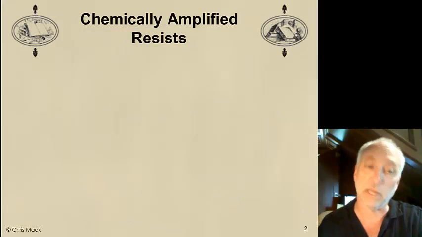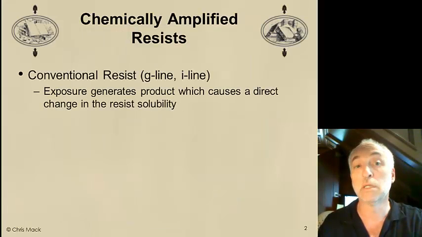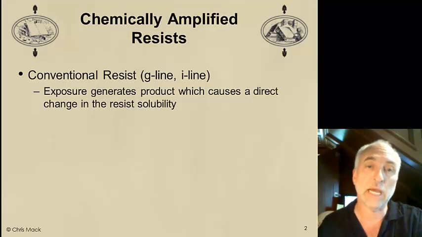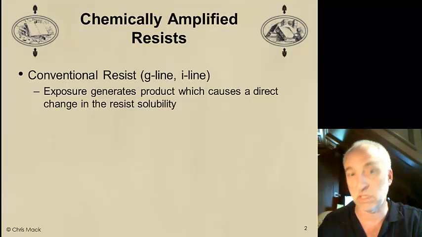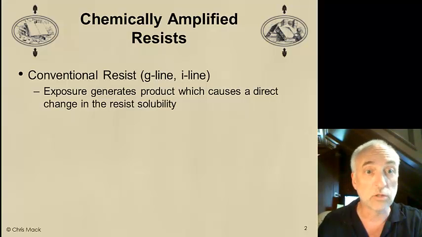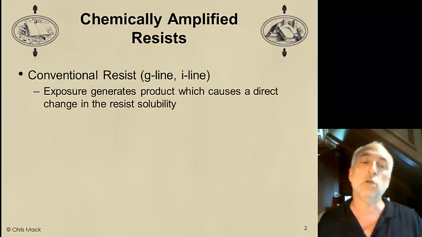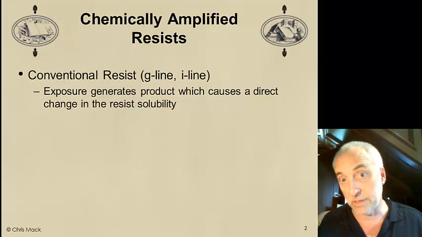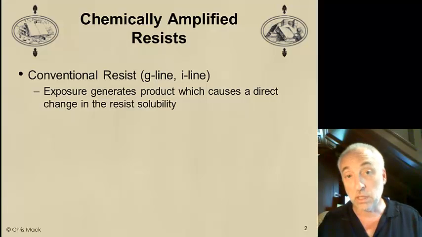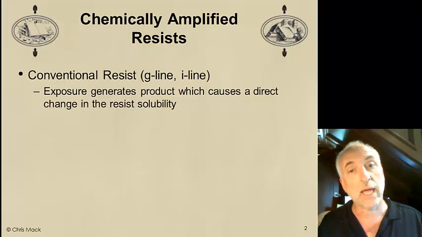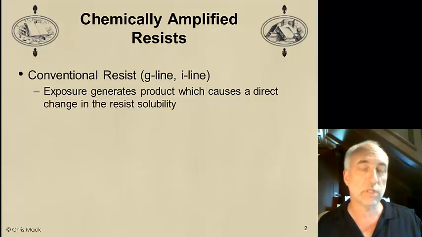In the last two lectures, in fact, we spent some time talking about conventional resists, G-line and I-line style resists, for example, the DNQ Novolac series of photoresists. In those resists, exposure generates a product that directly changes the solubility of the resist. Remember, DNQ is converted to a carboxylic acid upon exposure. The DNQ acts as an inhibitor to the dissolution of the Novolac resin, and the carboxylic acid acts as an enhancement to the dissolution of the Novolac resin.